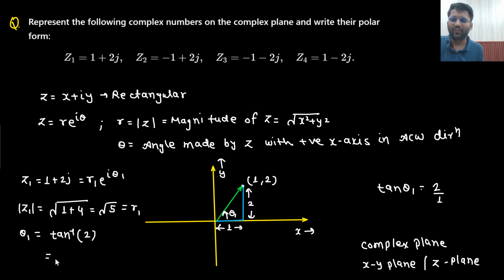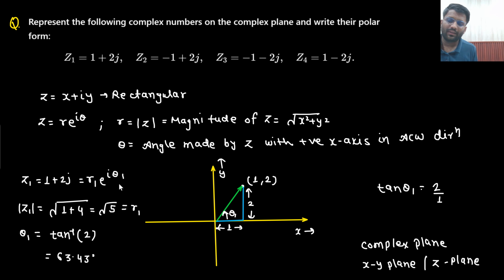Okay, so let's find out the value of tan inverse 2, and that value we will again and again keep on using. So tan inverse 2, 63.43 degree. Okay, 63.43 degree.